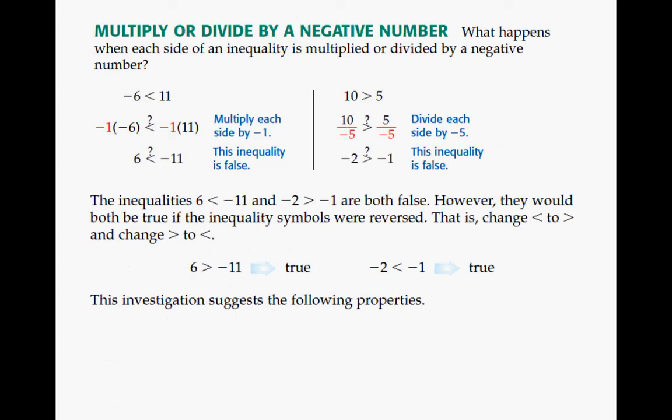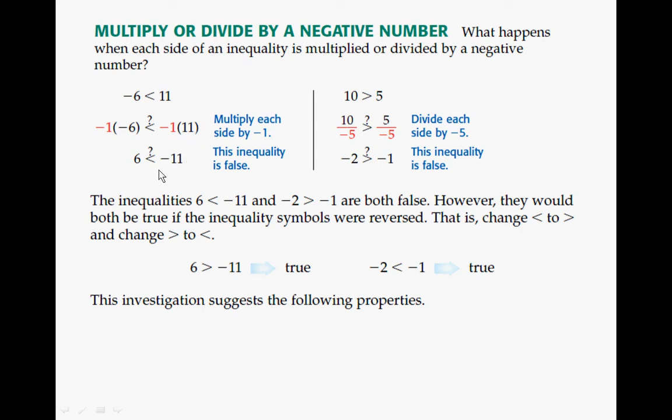Alright, here's where the catch comes in, multiplying or dividing by a negative number. What happens when each side of an inequality is multiplied or divided by a negative number? Well, if we start off with negative 6 is less than 11, let's say that we're going to multiply each side by negative 1. So if I multiply negative 1 by negative 6, I get positive 6, and if I multiply negative 1 by 11, I get negative 11.